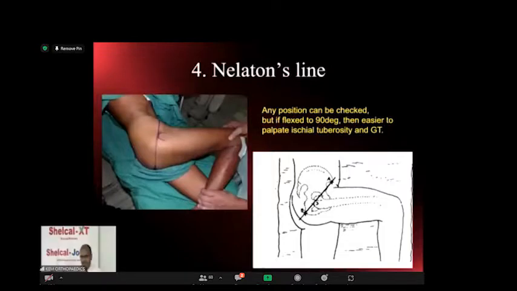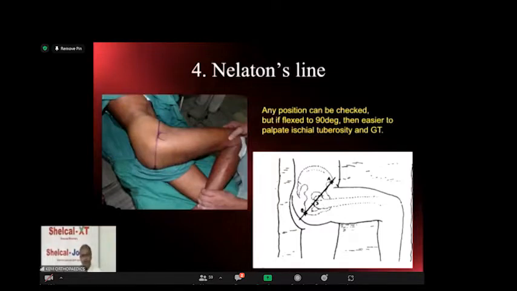Nelaton's line: you have to join the anterosuperior spine and ischial tuberosity and see the greater trochanter. It remains either at the line or remains below. So many books have given 30 degree, many books have given 90 degree. All these things have been given in the books.